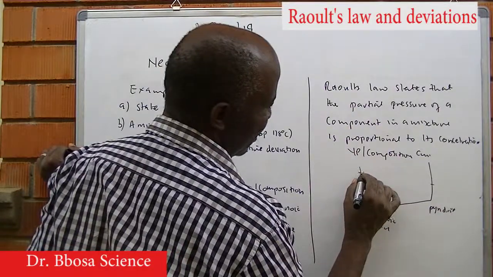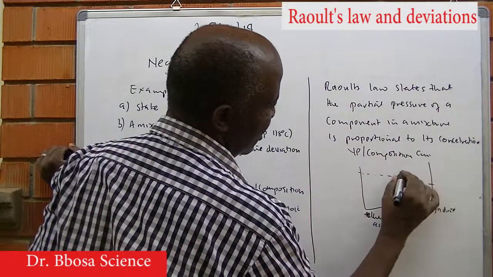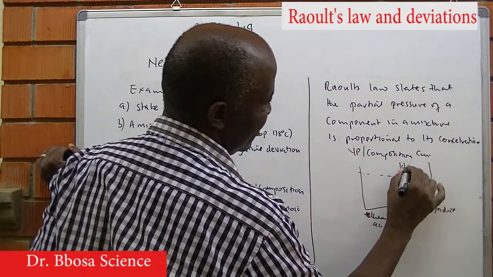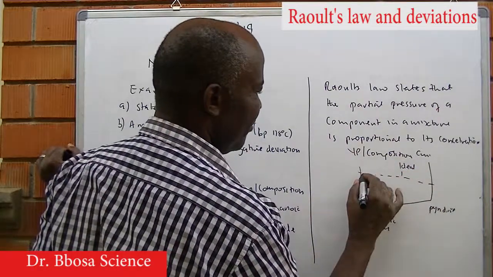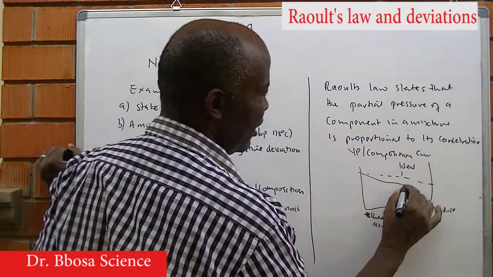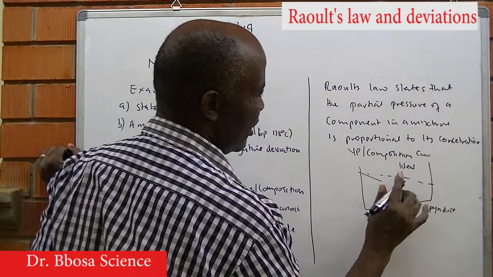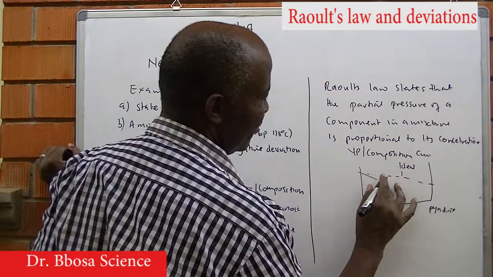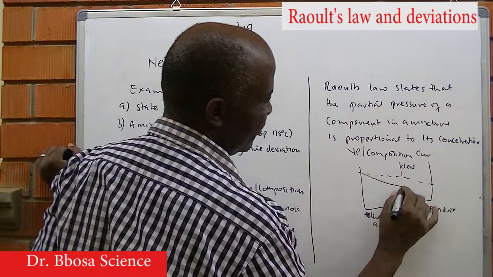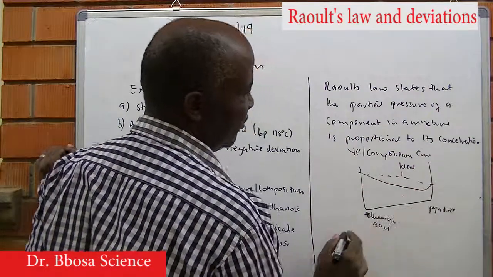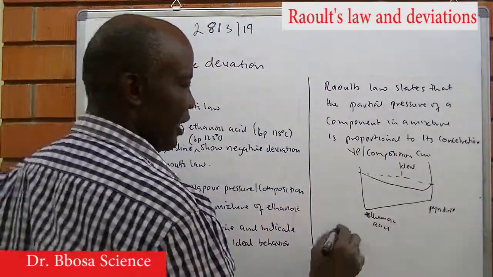So we put a line of ideality. This one is ideal. It's a straight line. Then the vapor pressure of the mixture.